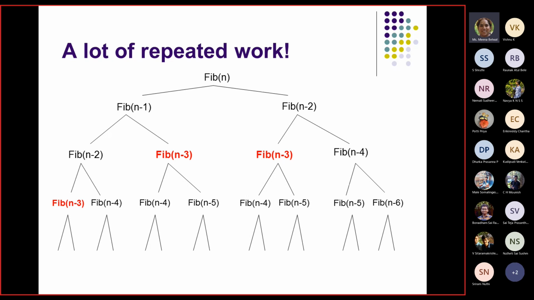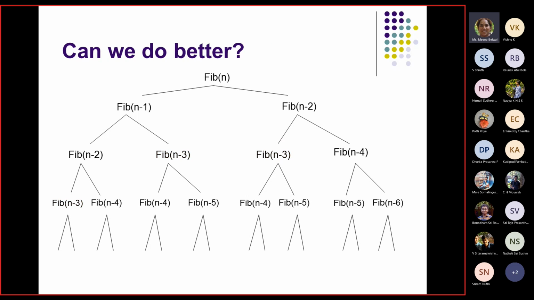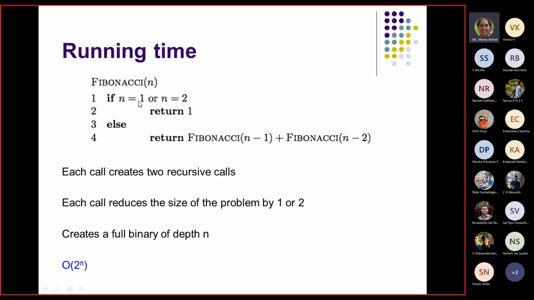The solution is like this. I should start solving the problem from bottom up, right? Bottom up means I should know that fib 1 is 1, fib 2 is 2, and fib 3, I should calculate only once, right? And as soon as I calculate fib 3, I should store it somewhere. And later on, whoever wants the value of fib 3, I should pick it from that place only, right?